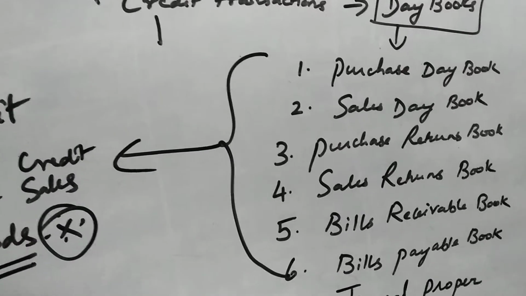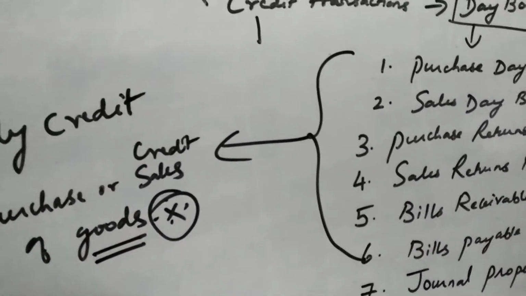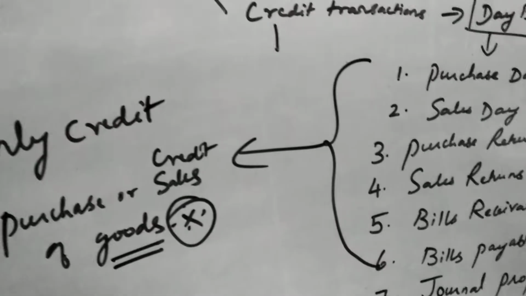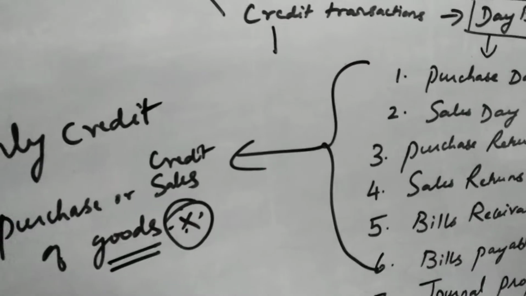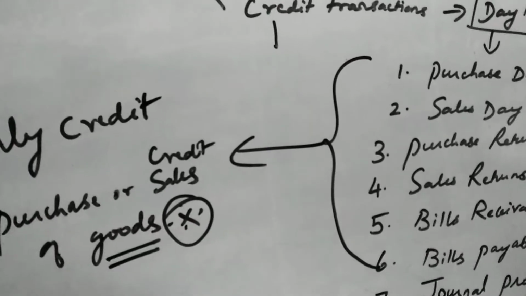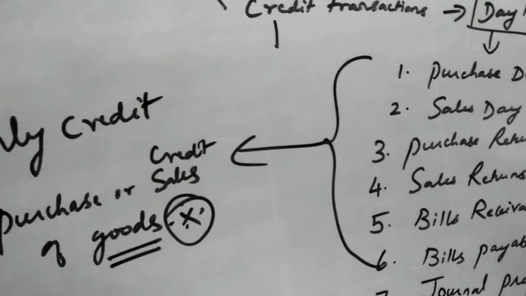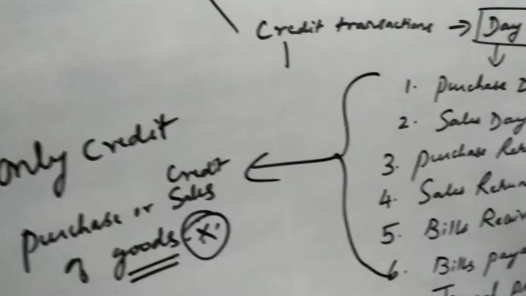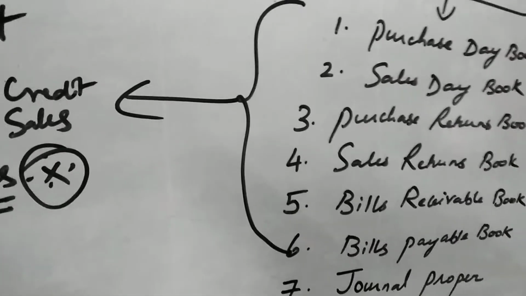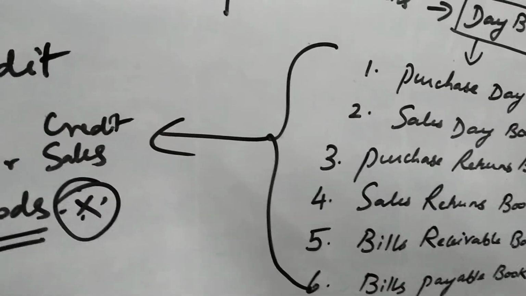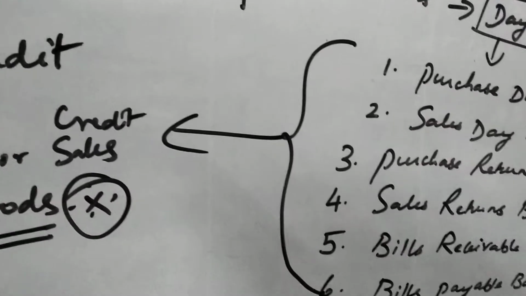So in case of credit sales, we have sold goods to Z. And Z is returning back the goods to us, stating that the goods sent to him are not according to the order placed. So there may be any reason for the return. Right now, Z is our customer. He is returning back the goods. So it is nothing but sales return.